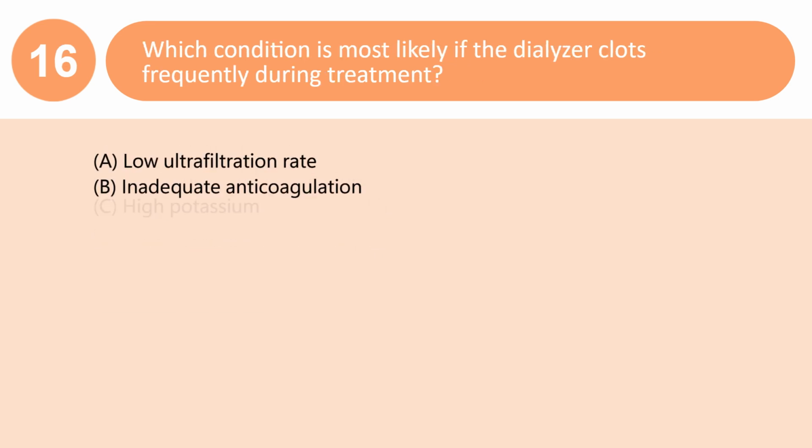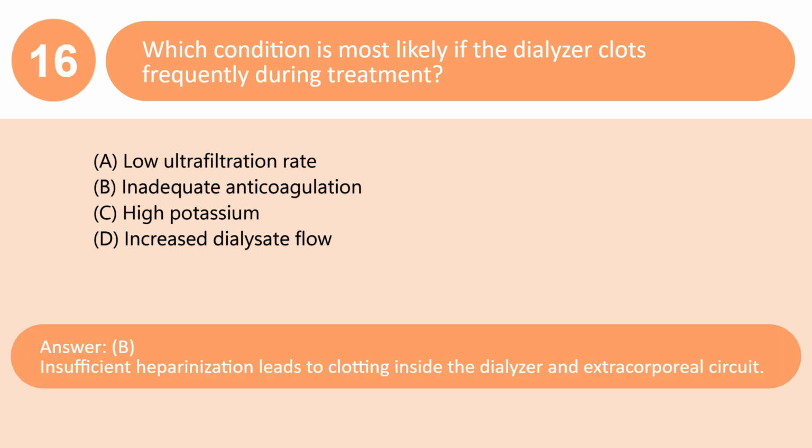Which condition is most likely if the dialyzer clots frequently during treatment? A. Low ultrafiltration rate. B. Inadequate anticoagulation. C. High potassium. D. Increased dialysate flow. Answer B. Insufficient heparinization leads to clotting inside the dialyzer and extracorporeal circuit.